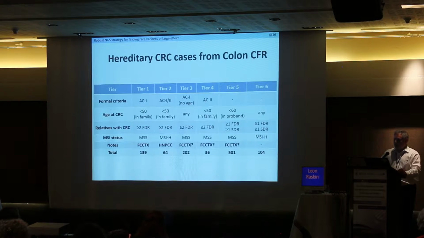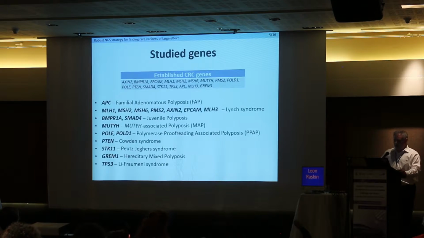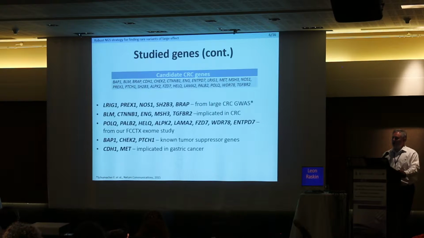We selected our cases using different tiers. Tier 1 is FCCTX, familial colorectal cancer type X, which is hereditary microsatellite stable cancer. Tier 2 is Lynch syndrome, microsatellite unstable hereditary colorectal cancer. Tiers 3, 4, 5, and 6 are different criteria of hereditary colorectal cancer. We studied 40 genes. Some of them are established, like APC or the mismatch repair genes, but we also included some candidate and less well-established genes, like LUM.